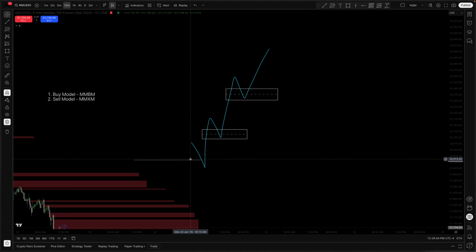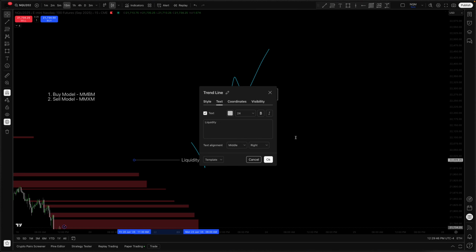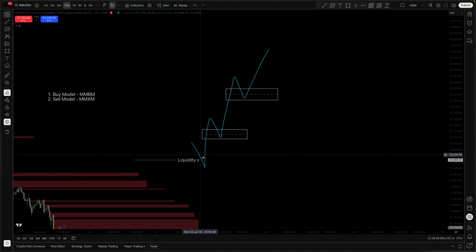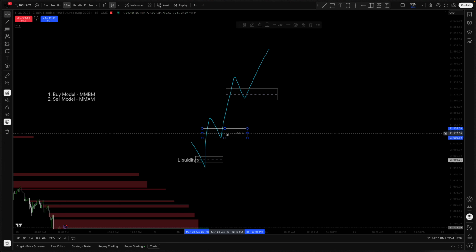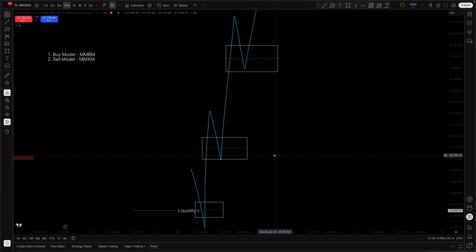So liquidity: you take out liquidity, you reverse, and there's always going to be an inversion fair value gap exactly at the V point, the V-shaped reversal that the retailers call it. Then it's going to go out of a range, displace, come back to the 50%, or it can take all the liquidity and go all the way.